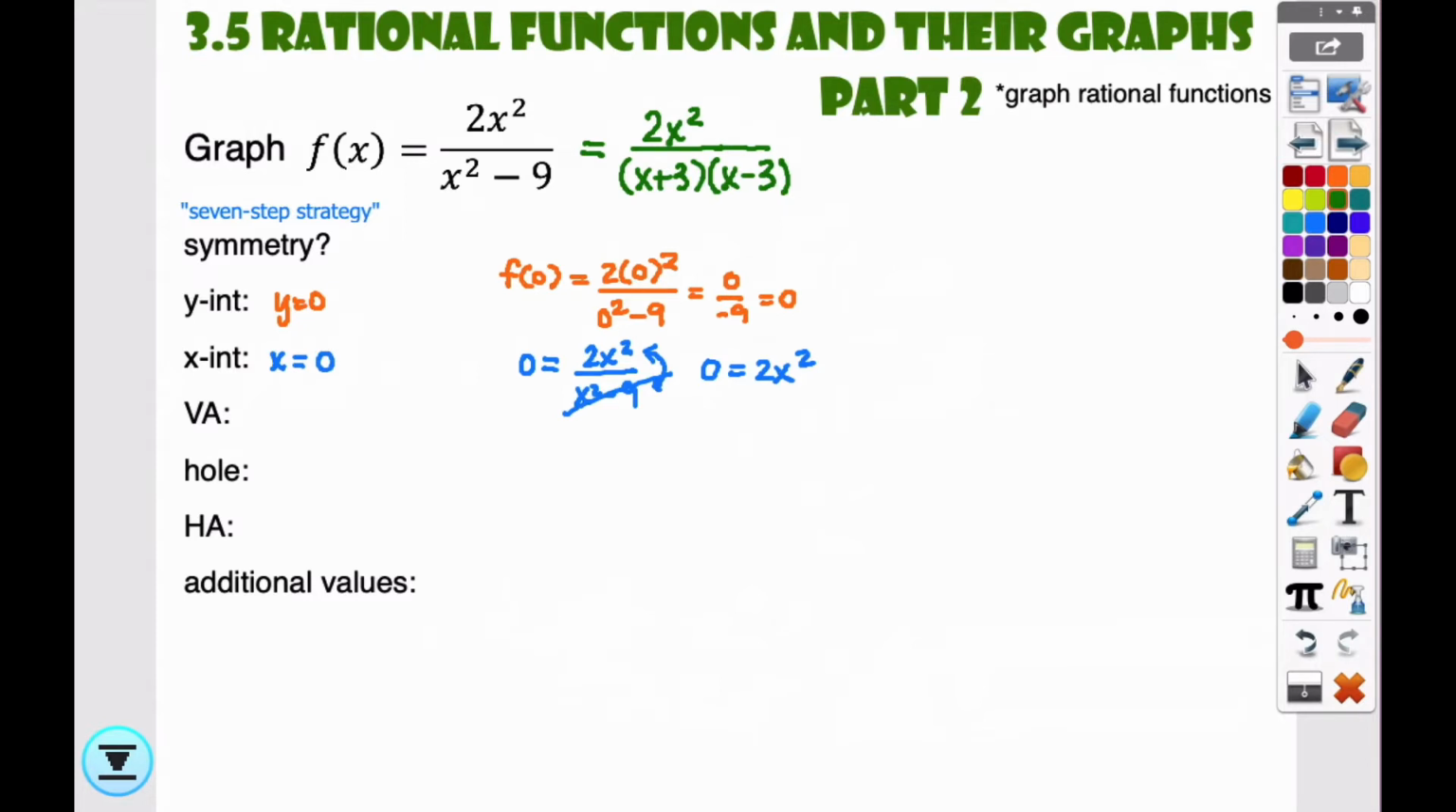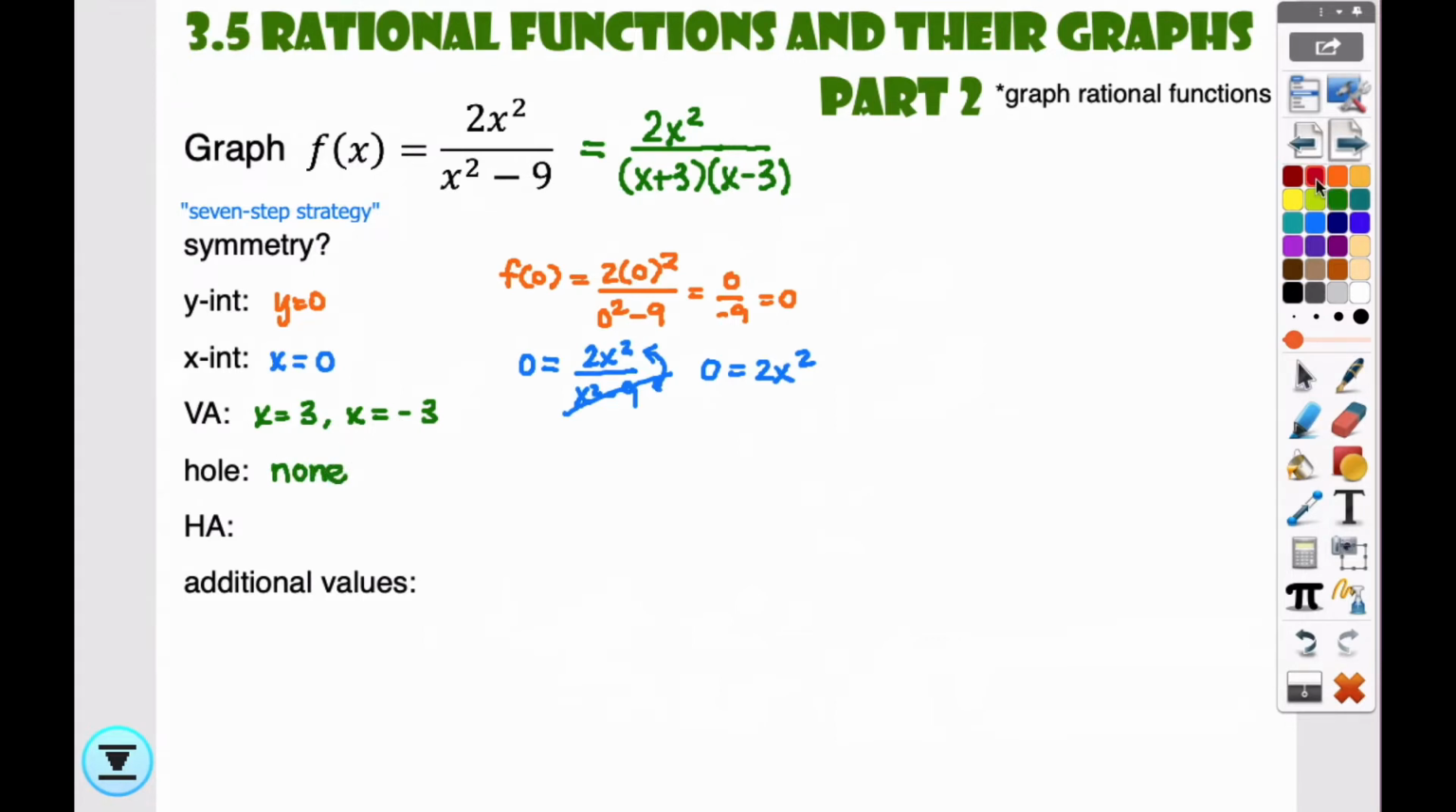Our vertical asymptotes pop up at -3 and 3, at the values that make the denominator 0. I don't have any factors on the top and bottom that match, so there are no holes.